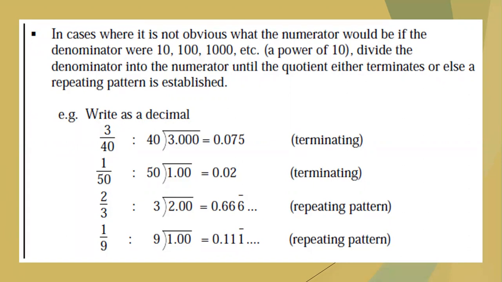2 over 3 is going to equal 0.66 repeated. So you see the bar above the 6. That means you can keep on dividing from now till forever, and you always get a repeating 6. 1 over 9 equals 0.111 repeated.